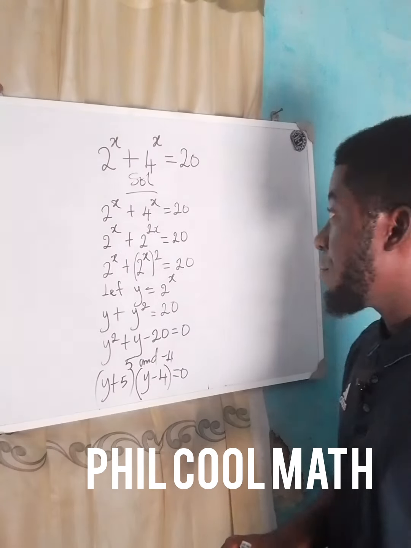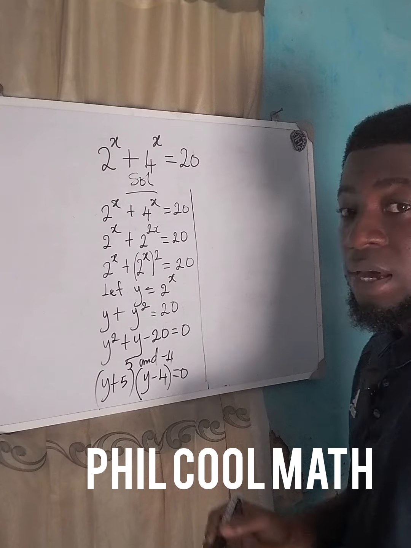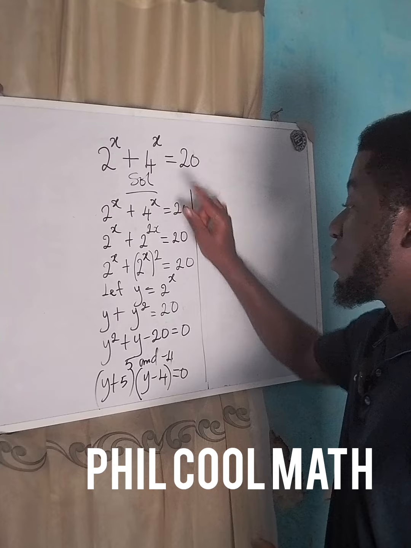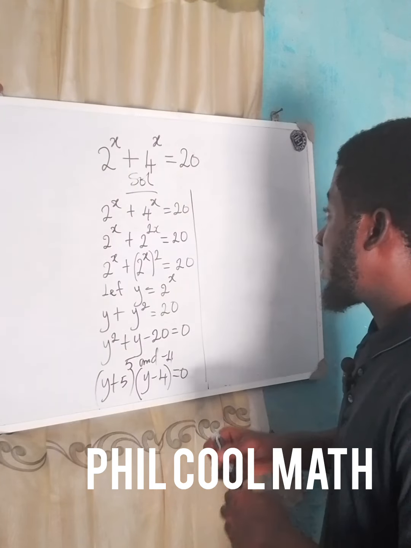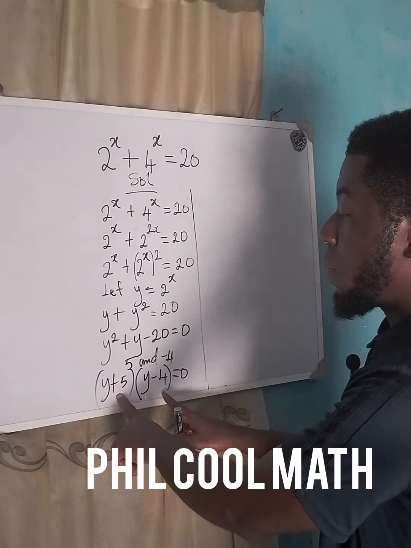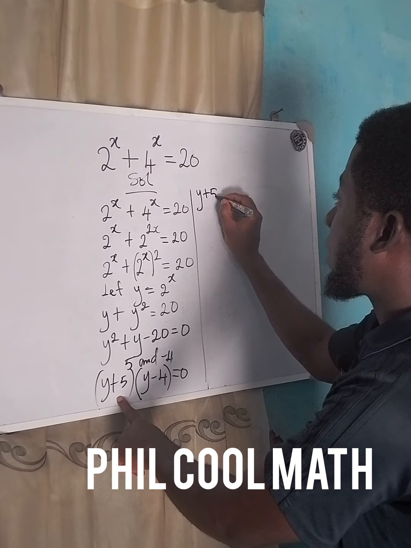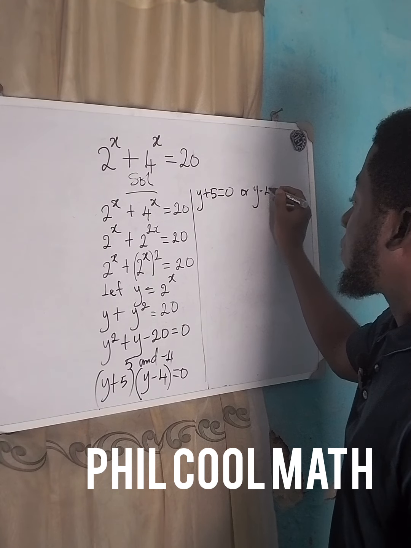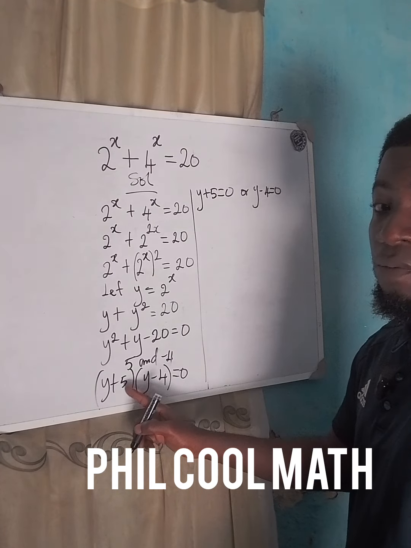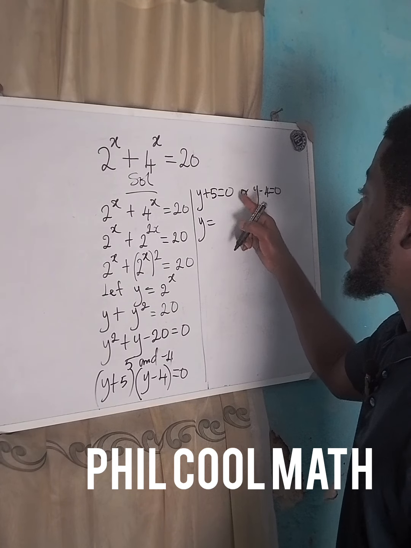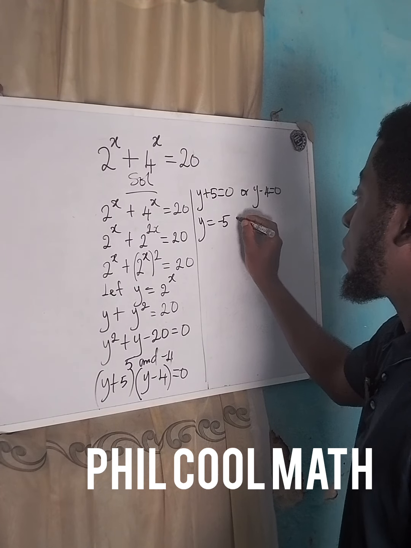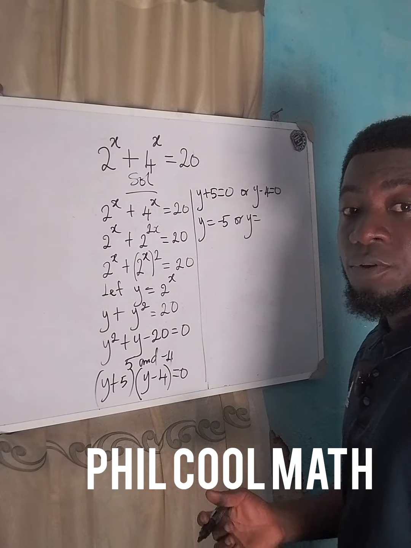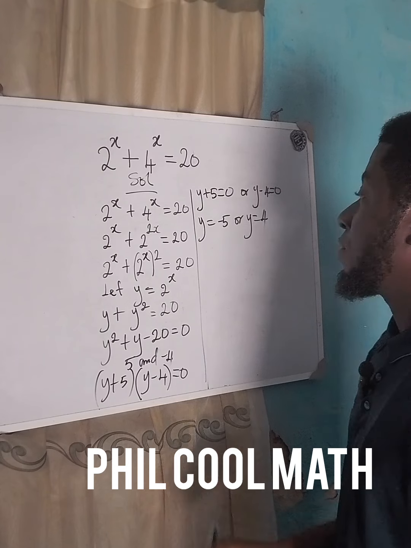So if you proceed from here, remember that we are trying to get the value of x, not the value of y. So at that, we are going to get our y first. It's either y plus 5 is equal to 0 or y minus 4 is equal to 0 from here. So it means that our y here is going to be 0 minus 5, and that is minus 5. Or y from here is equal to 0 plus 4. And 0 plus 4 is giving us 4. So we write 4 there.